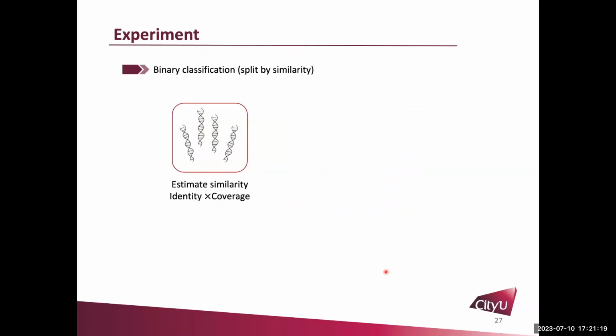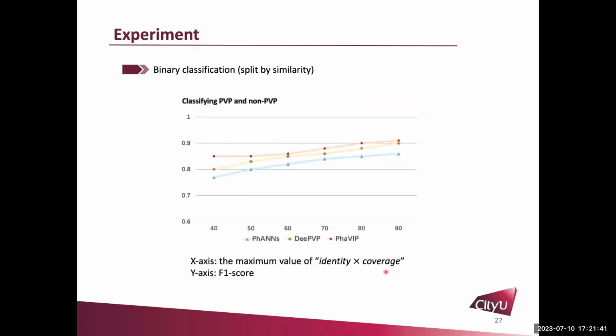And in the second data construction, we create a harder case. We split the data by sequence similarity. We will first estimate the similarity between the protein sequences in each annotation, and then we will set a threshold to control the similarity between training and test set. In this experiment, as you can see, it's expected that the performance becomes better with the increase of the similarity. PhaVIP always has the best performance across different similarity thresholds.